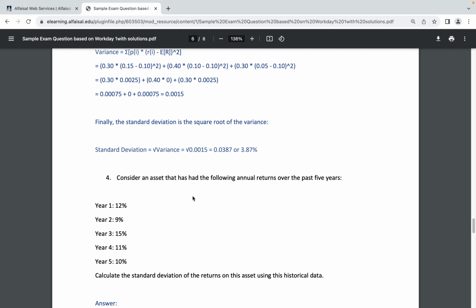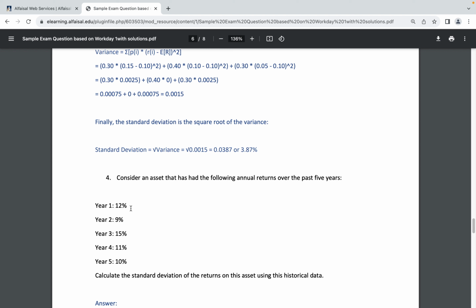So let's look at the next question. Consider an asset that has the following annual returns over the past 5 years. Here, we're looking at the other way of assessing returns and the other way of assessing risk, by using the historical values. So we dispense with the idea of calculating probabilities.